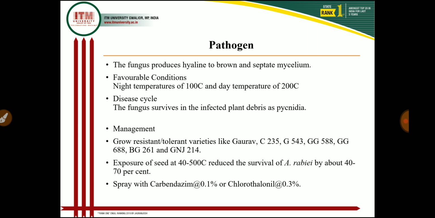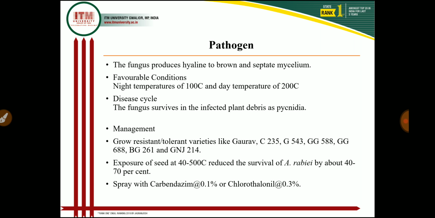In the disease cycle part, this fungus survives in the infected plant debris as a pycnidial stage, and the pathogen is also externally and internally seed-borne. So pycnidia present on the infected plant debris and seed serve as the primary source of inoculum, and the secondary spread is mainly through airborne conidia. Rain splashes also help in the spread of the disease.